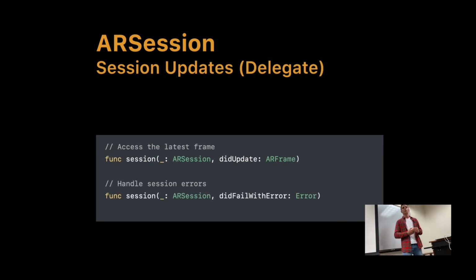The way we handle updates is we can use those AR frames directly and handle all of the processing ourselves, but what's easier is to use the session delegate. So we can set our own custom class to be the delegate of the AR session. And we can use the did update and did fail with error methods to handle updates and errors, respectively.